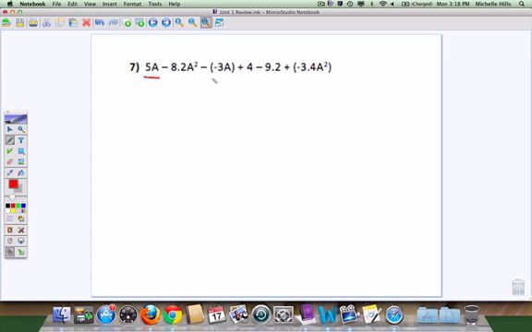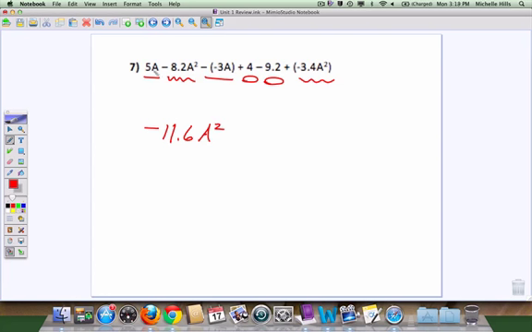Well, I have an a term and another a term. I have an a squared term and another a squared term, and then I have a constant and another constant. A squareds would go first, so negative 8.2 plus negative 3.4 is negative 11.6 as the coefficient of my a squared term. Don't forget to write your a squared in there.